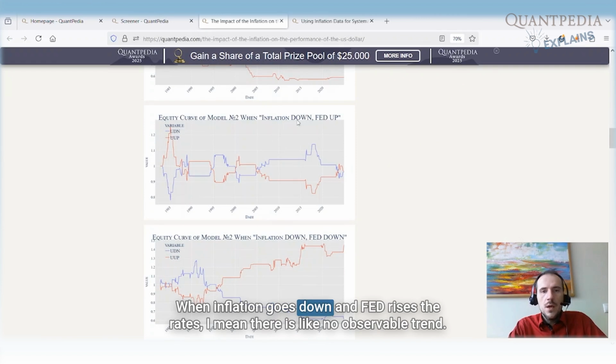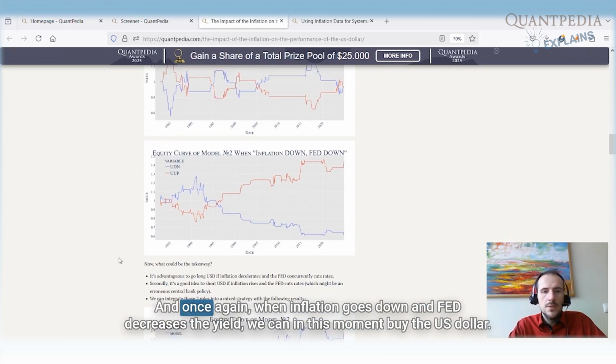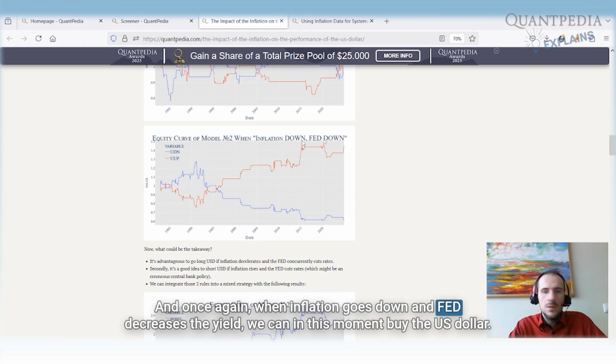When the inflation goes down and the Fed raises the rates, there is no observable trend, and once again when inflation goes down and the Fed decreases the yield, we can in this moment buy the US dollar.